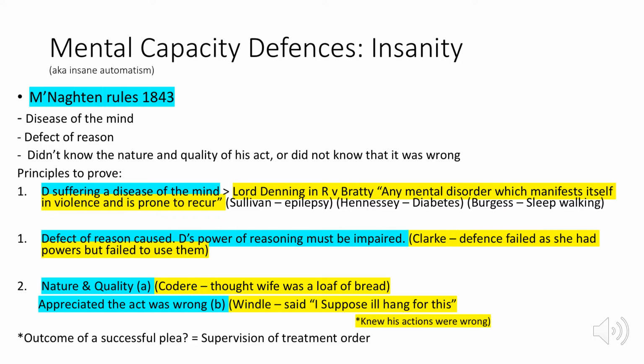The second principle is a defect of reason. D's power of reasoning must be impaired. I've used Clarke as a case. The defence failed here as she had powers but failed to use them. The third principle is split into two. Firstly, you've got the nature and quality, as seen in Codere, who thought his wife was a loaf of bread, and appreciated the act was wrong. Windle said, I suppose I'll hang for this, indicating he knew his actions were wrong. The outcome of a successful plea is a supervision or treatment order.